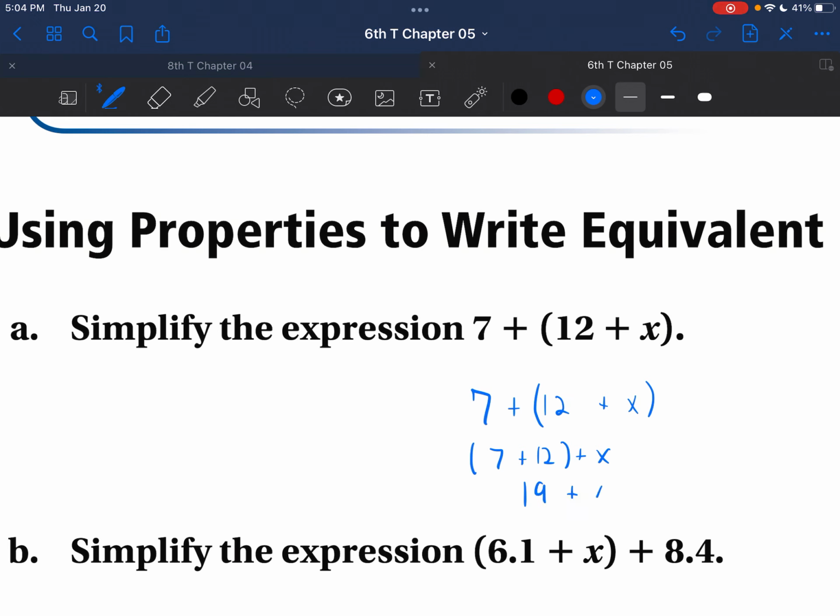And then your answer for this problem, remember, it's an expression. It is not an equation. It is an expression. So your answer for this problem is just 19 plus x. All right, let's try another one.